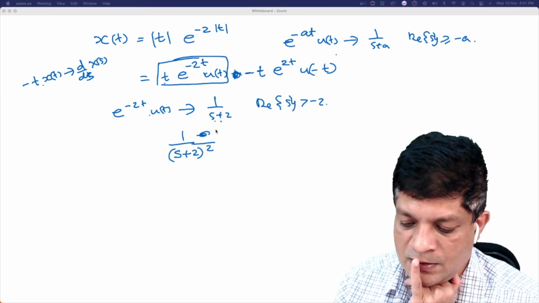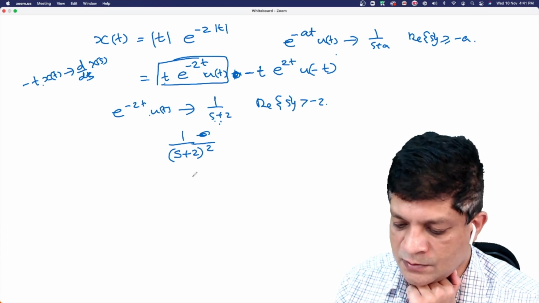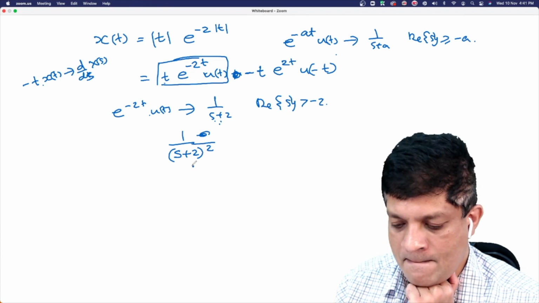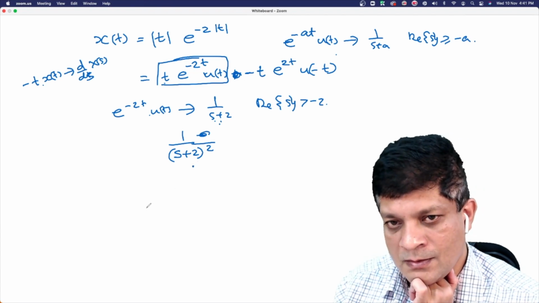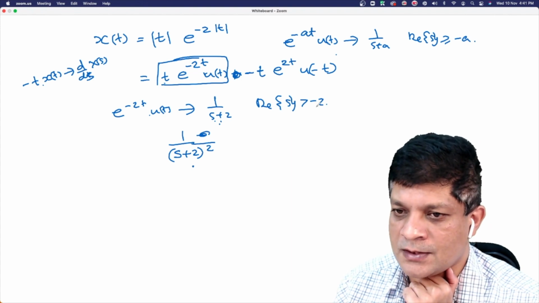What is the ROC of this? Real part of s greater than minus 2. What is the ROC of this? Is it the same? This is a right-sided signal, real part of s greater than minus 2.